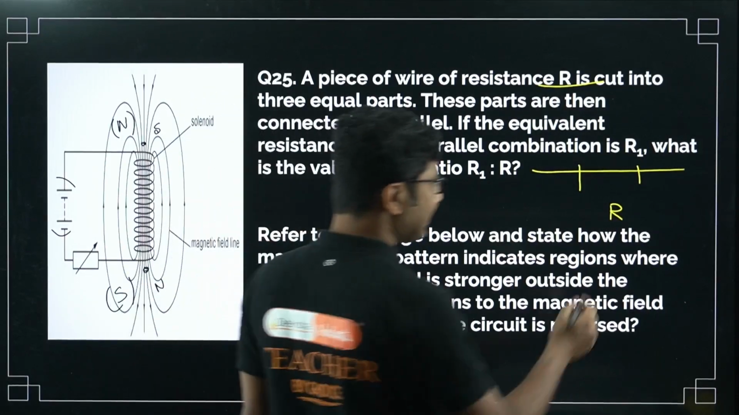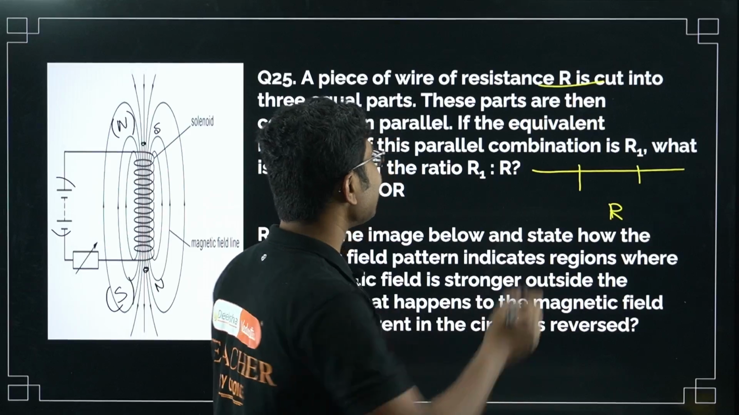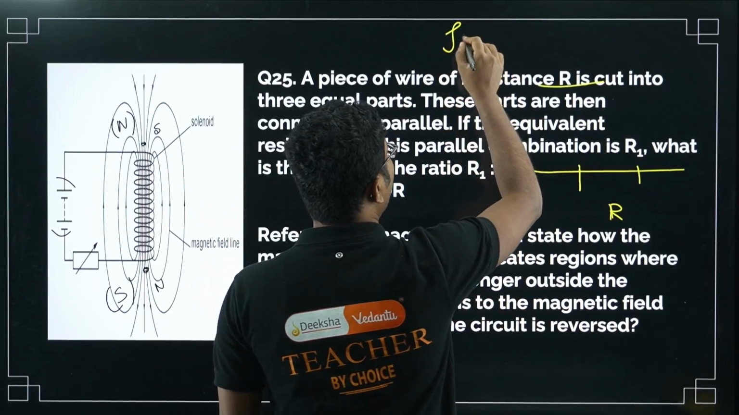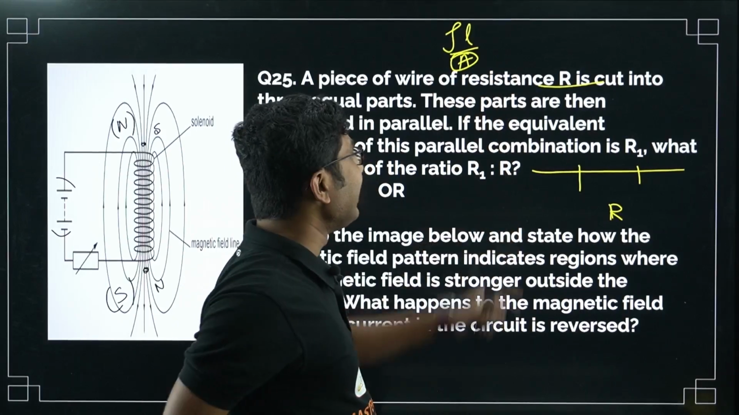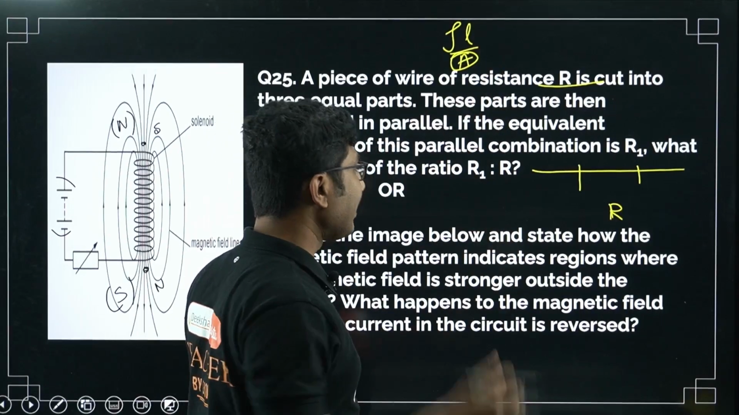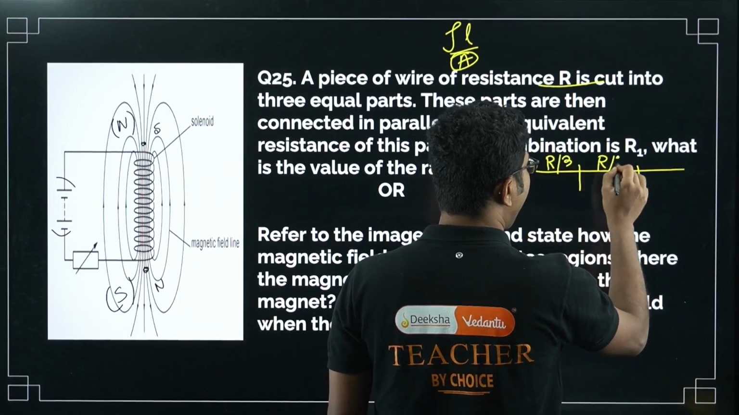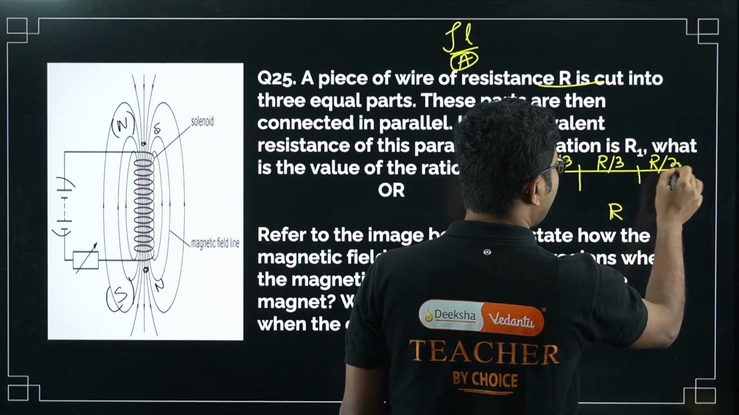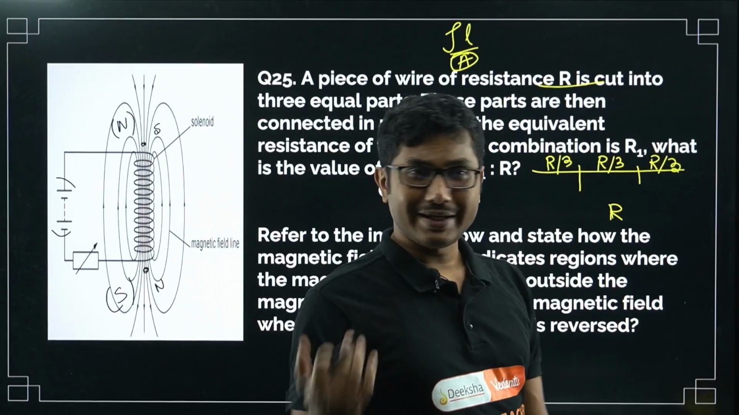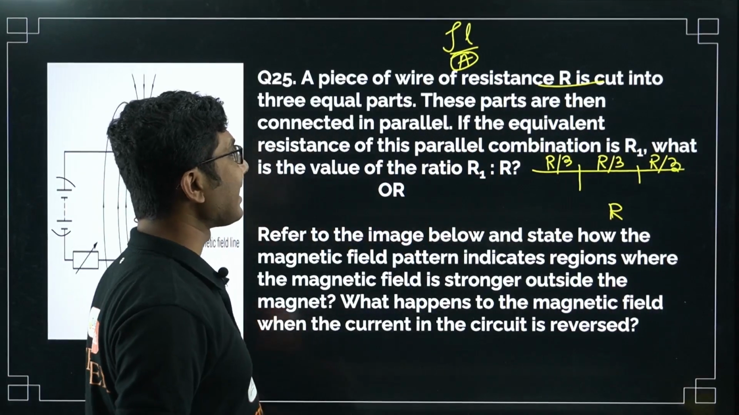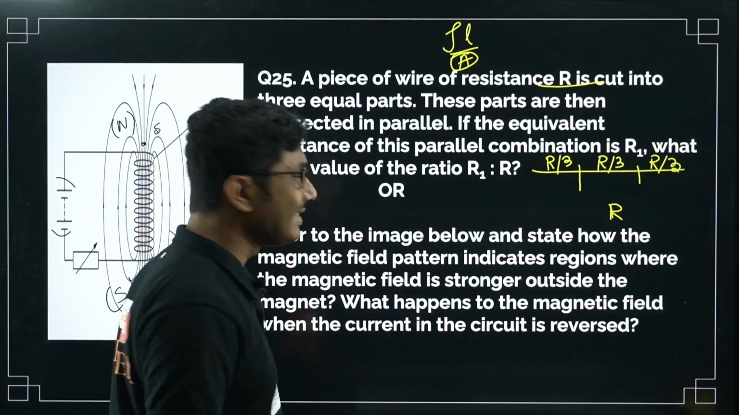So first the resistance of this wire is R. Now since we know that resistance is rho L by A, A is unchanged, only you are changing the L part. So that means the resistance of each part will be R by 3. Now what is the next part? They are connected in parallel combination and the equivalent resistance is R1.